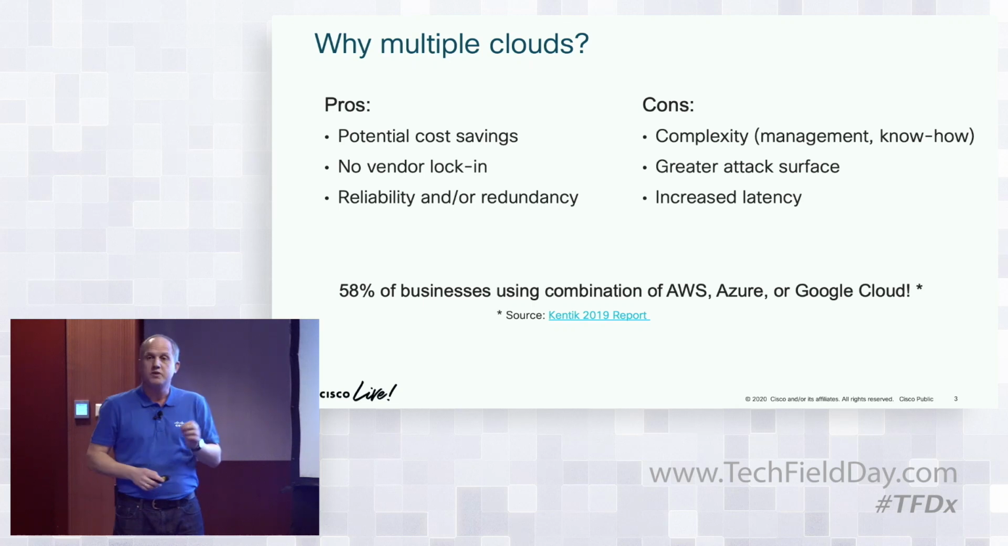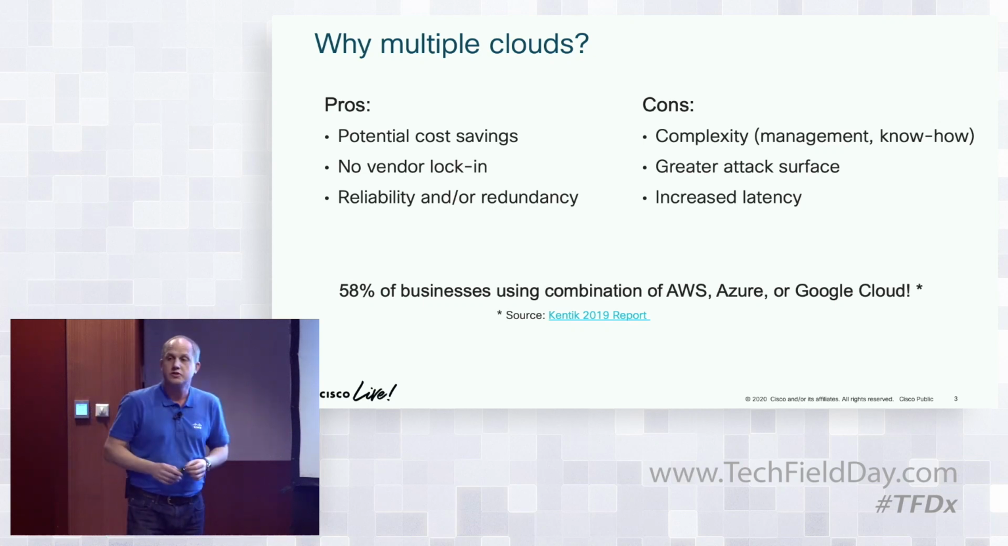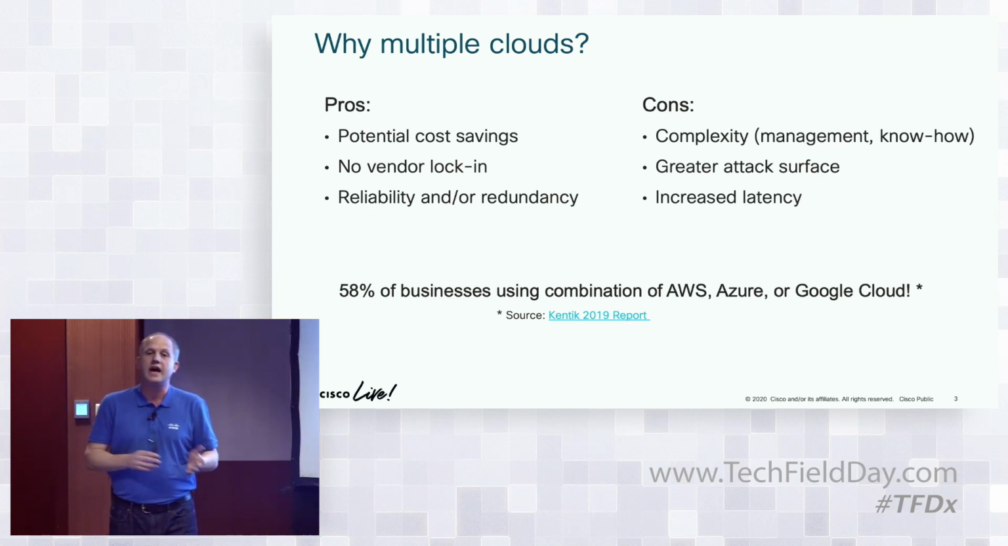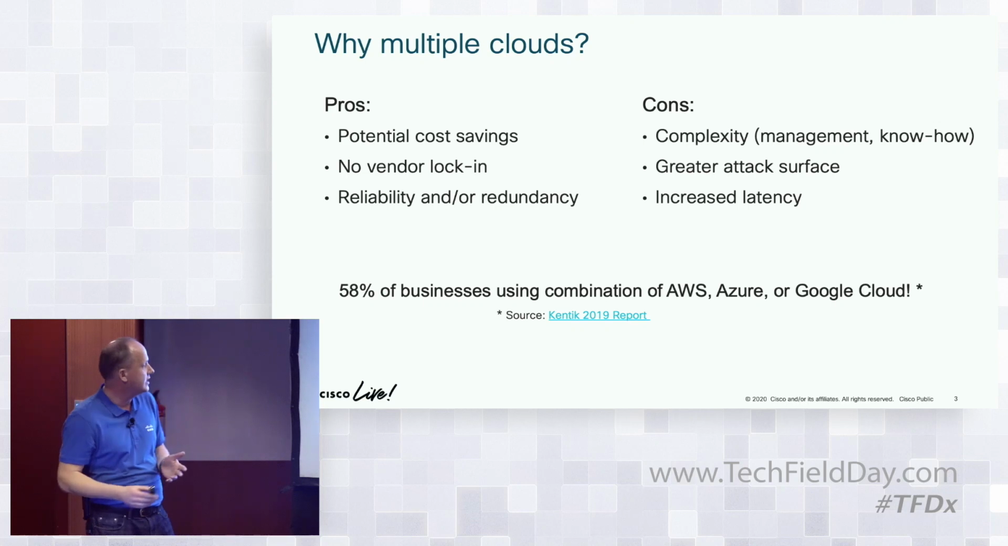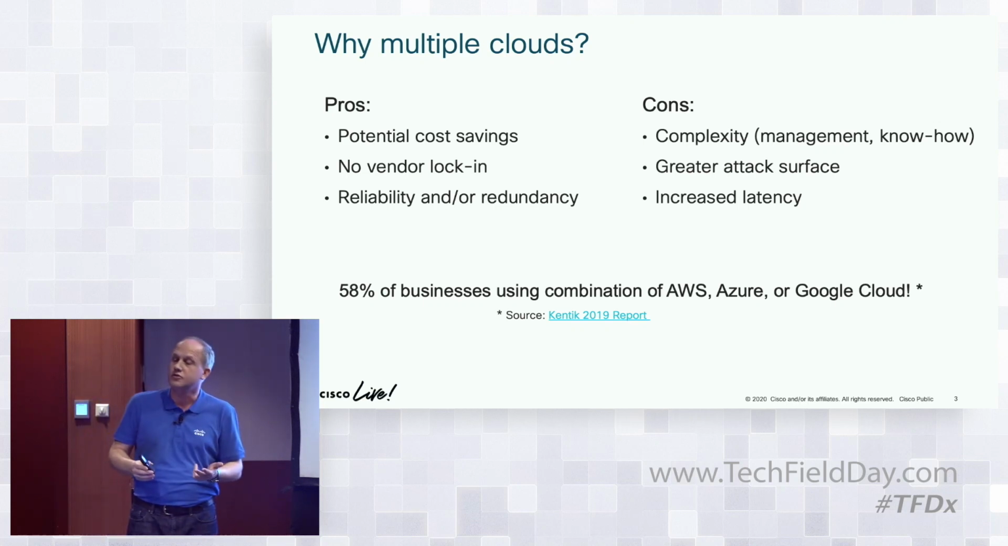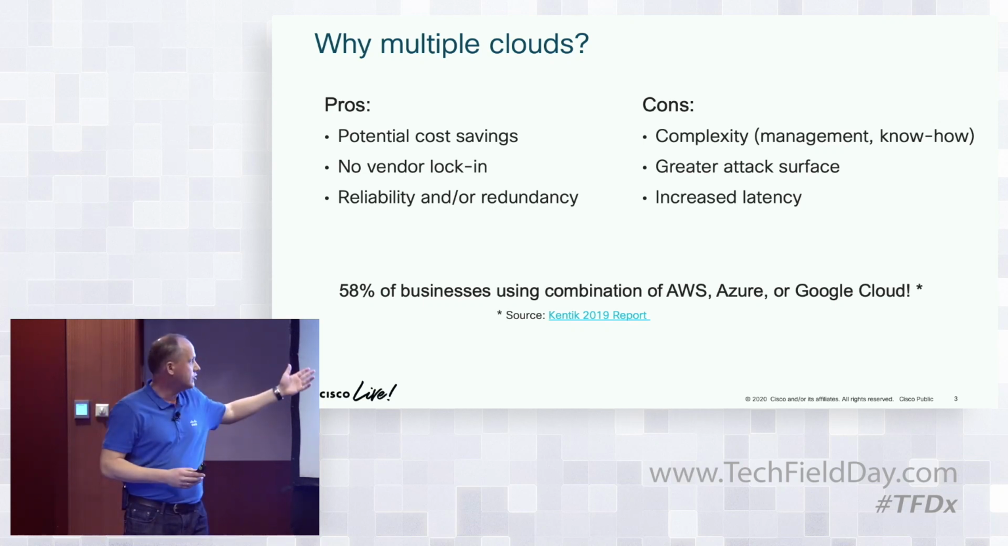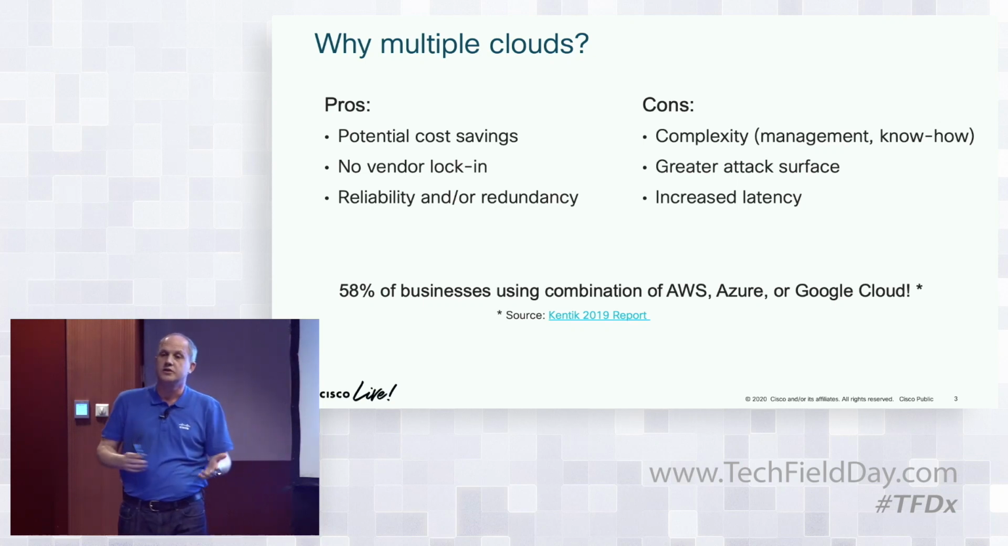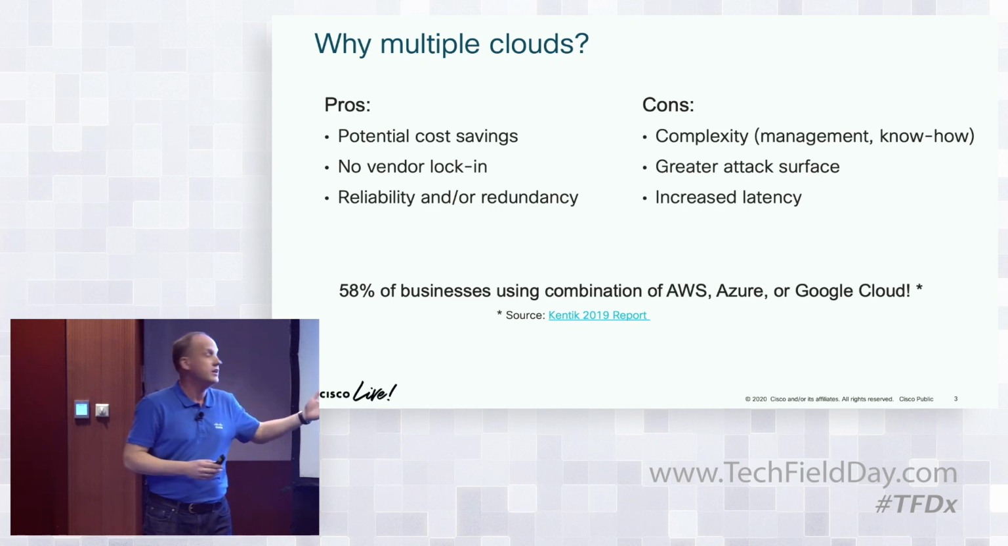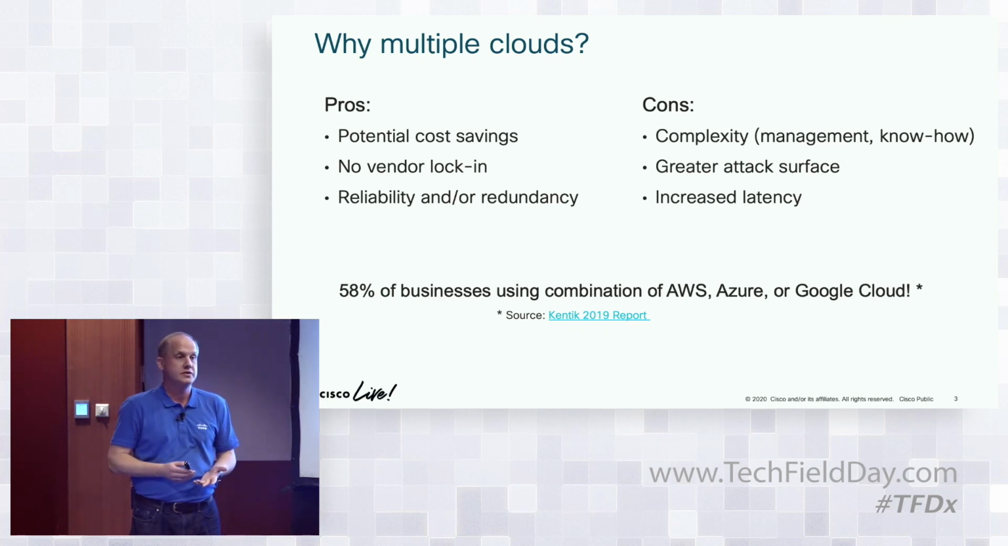Almost 60% of businesses are running at least 2 clouds based on the Kentik Report 2019. So we can like it, we can really not like it. Reality is at least 2. Azure, AWS, Azure, Google, AWS, GCP, you name it, but at least 2 are around 60% of the businesses. It's right now out there.